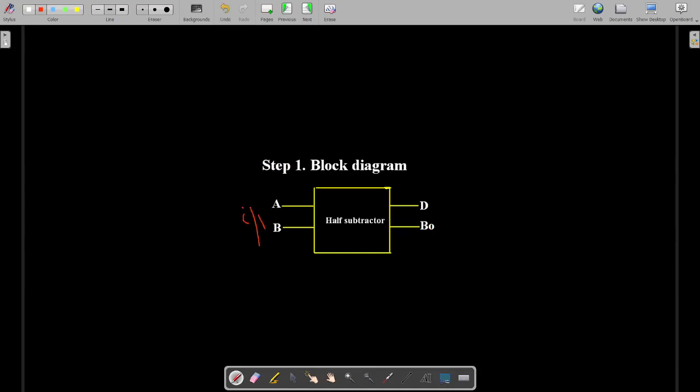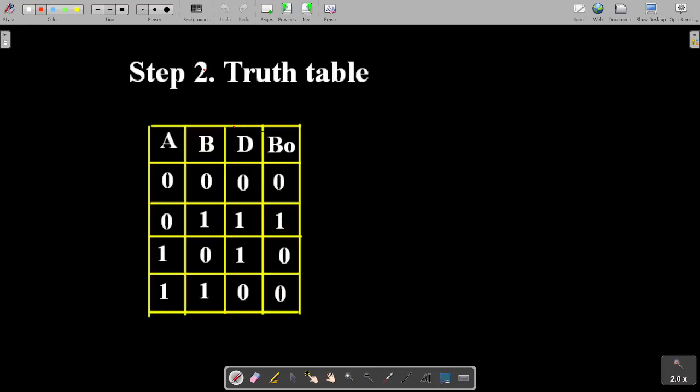Here you have the two inputs, namely A and B, and we have the two outputs, namely difference and borrow. So in order to differentiate this B with this borrow output, we name this as B naught. Okay, so B naught is output and this B is the input. Okay, then we go for this second step. It is framing the truth table.